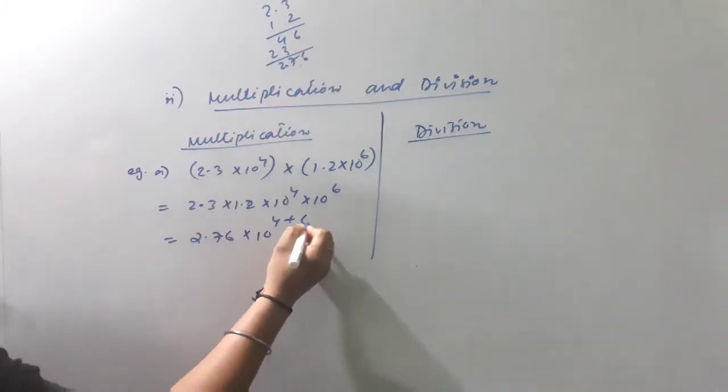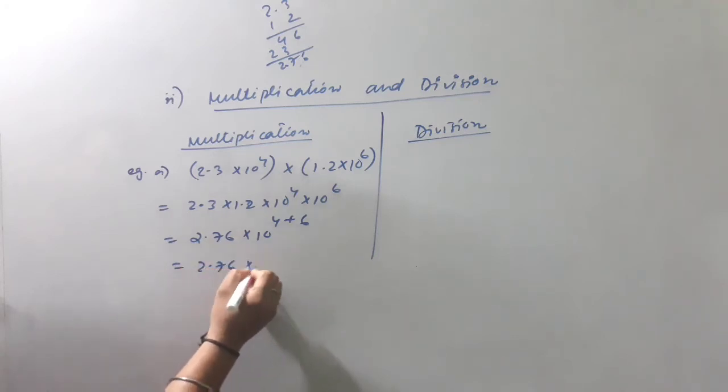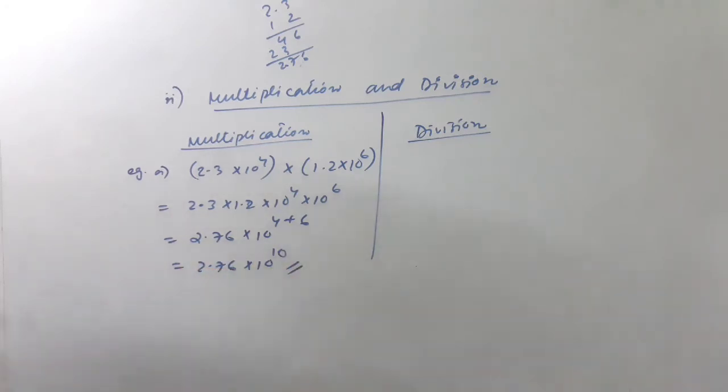10 to the power 4 plus 6. So 2.76 into 10 to the power what? 10. So this will be your answer. I hope you have understood these things, right? I don't think you will have any problem here. These are very simple numericals, okay? So this is what we have to go through.